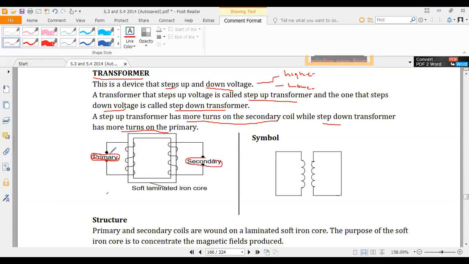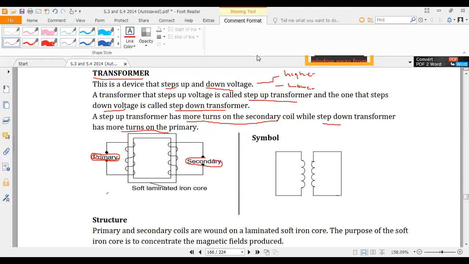Since current is supplied in the primary coil, or an EMF is supplied in the primary coil, there is a changing magnetic field in the primary coil which causes a voltage to be induced in the secondary coil. So that's how voltage appears in the secondary coil, even though the supply of current is in the primary coil, and the process is what we call mutual induction.